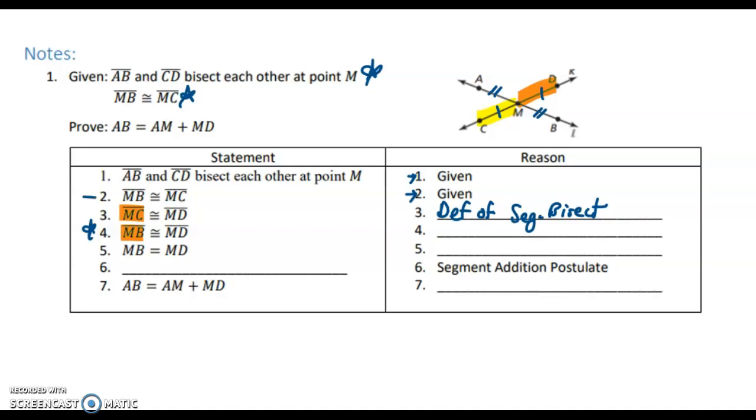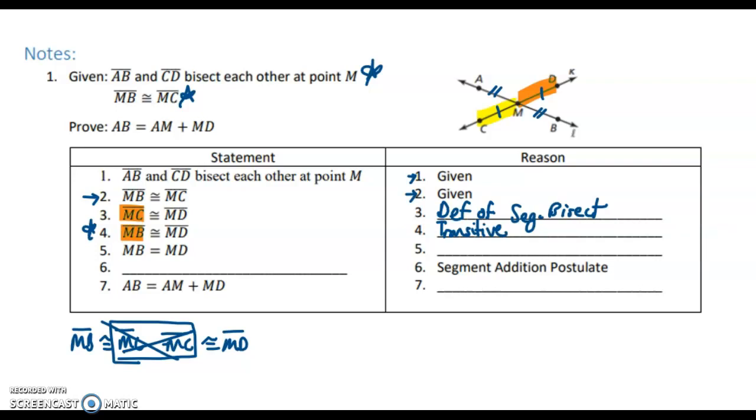Right here on line 2, MB is congruent to MC, and on line 3, MC is congruent to MD. So you could consider this substitution, or technically this could be the transitive property. If you remember, our first statement, line 2, is MB is congruent to MC. Line 3 is MC is congruent to MD. Because these two are the same, you could cross them out and write MB congruent to MD. So that's the transitive property. If you were deciding to put substitution, though, I could absolutely see it also being substitution.